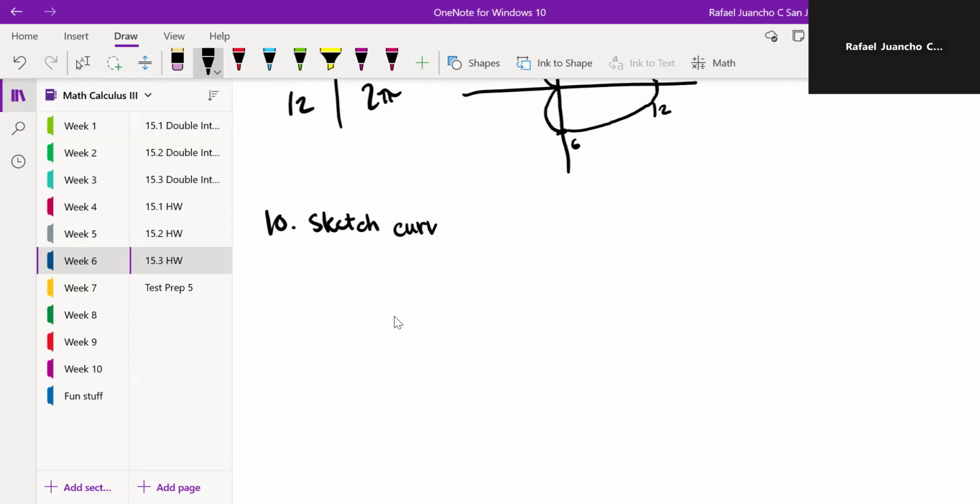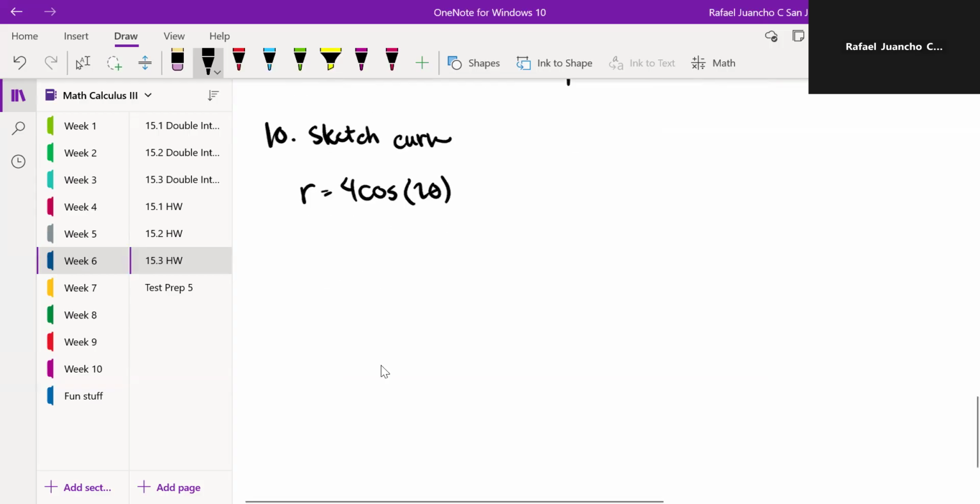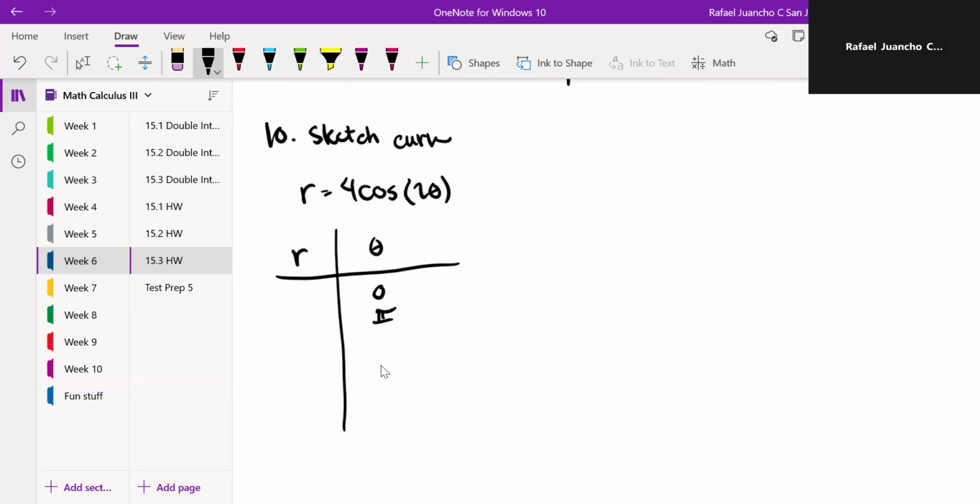So again, we sketch the curve. We're given some function r of theta: 4 cosine 2 theta here. And so again, let's do the point plotting by default here. This is theta. So here, let's say this was 0. So the typical ones: pi half, pi, 3 pi half, 2 pi.